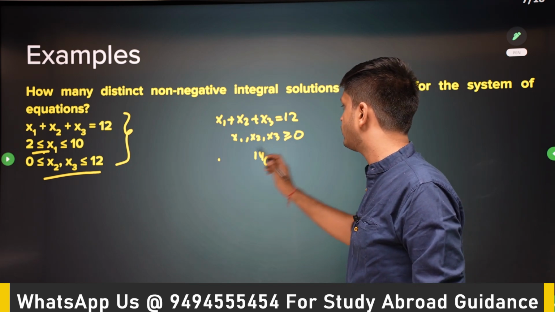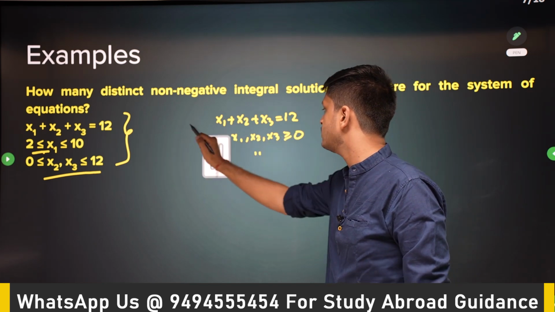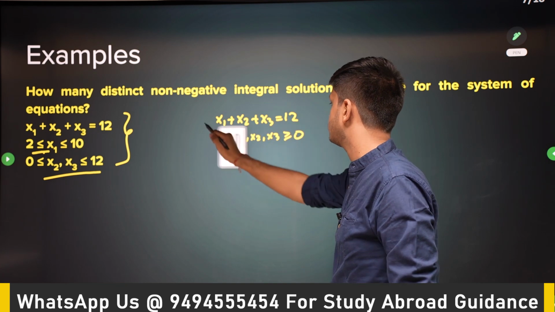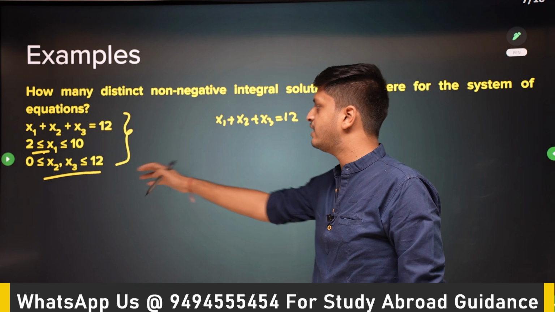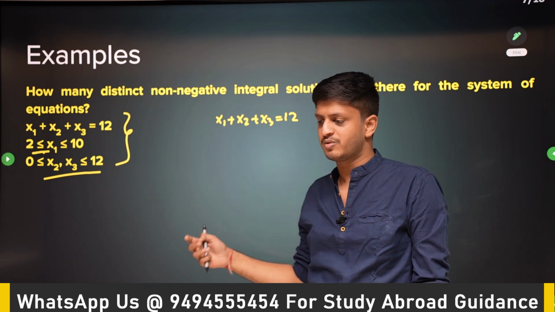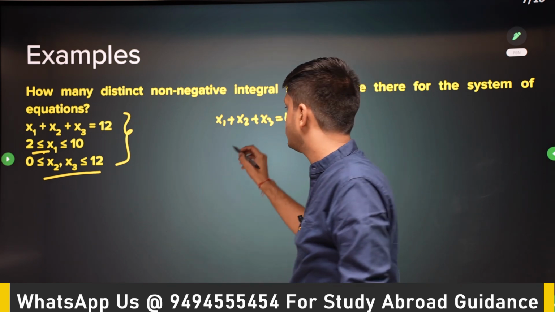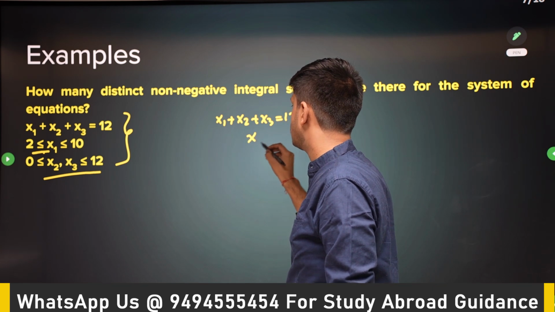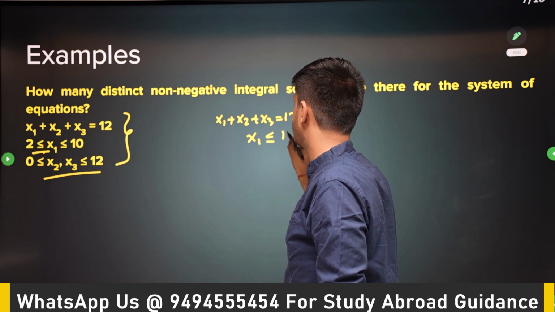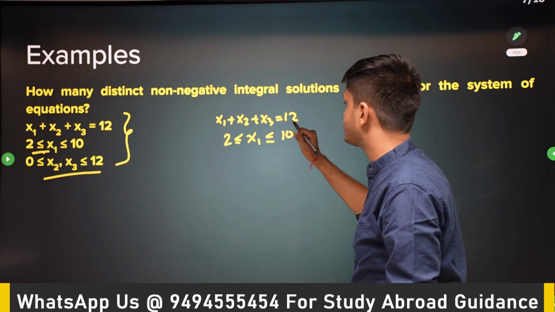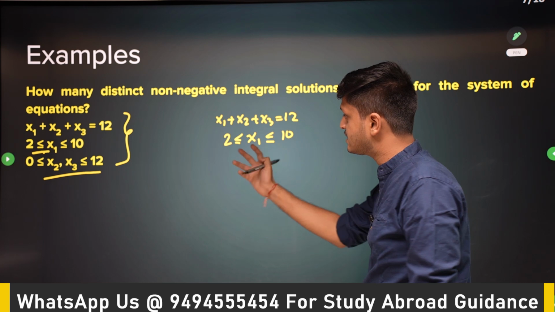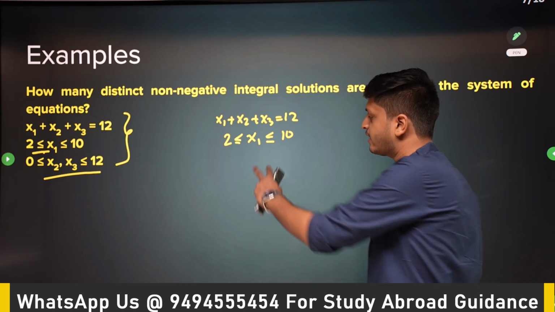Now, forget about this, we have a new restriction. I am not taking x2 and x3 in the picture because x2, x3 have no restrictions. So now the question is, x1 has to be between 2 and 10. For now, how do we solve this side of the equation?